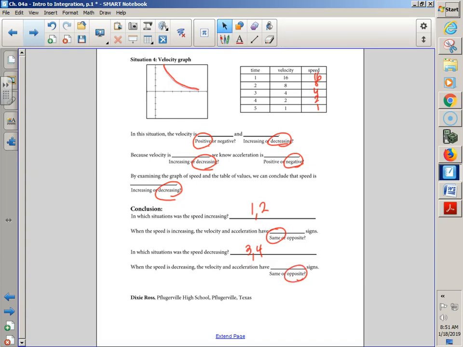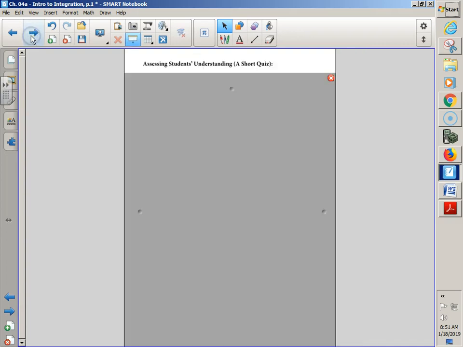Ready, set? Put some sort of book or binder or something on top of your packet so you can't see it. Otherwise, take one, fill in the blanks. The answers are either increasing, decreasing, positive, or negative. Let's see how you do.